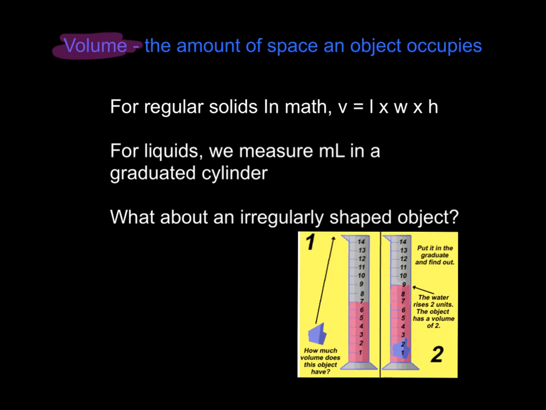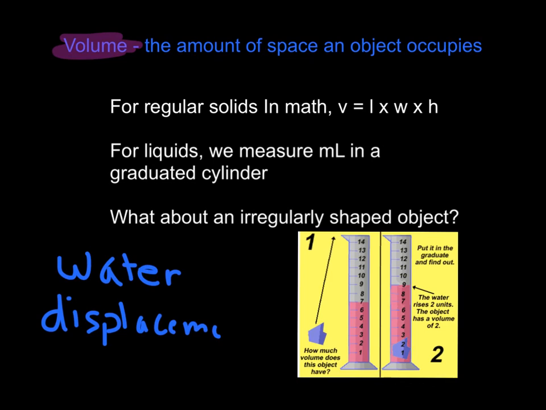We need to use something called water displacement. The picture shows what you do. We have this irregularly shaped object right here, and we want to know how much volume that object has, but there's no way for us to measure length times width times height. So we use a large graduated cylinder that the object can fit in, and we fill it up with some liquid. So we've got some pink liquid in here. It's originally measuring 7 milliliters of liquid.